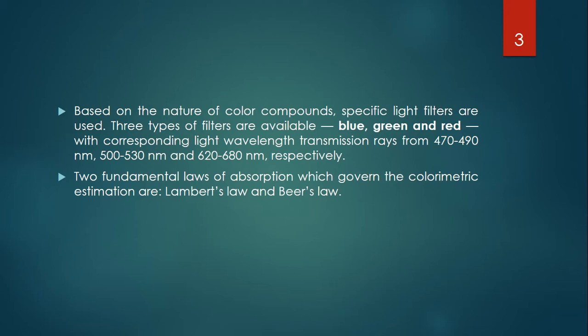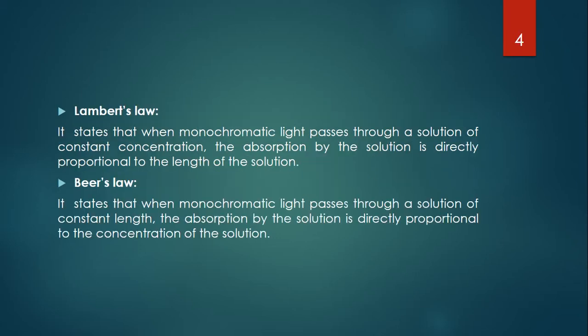The two fundamental laws of absorption which govern the colorimetric estimation are Lambert's law and Beer's law. So let us see both the laws one by one. As per Lambert's law, when a monochromatic light passes through a solution of constant concentration, the absorption of the solution is directly proportional to the length of the solution. That is, absorption is directly proportional to the path length of the cell in which the solution is filled. So higher the path length, higher will be the absorption.